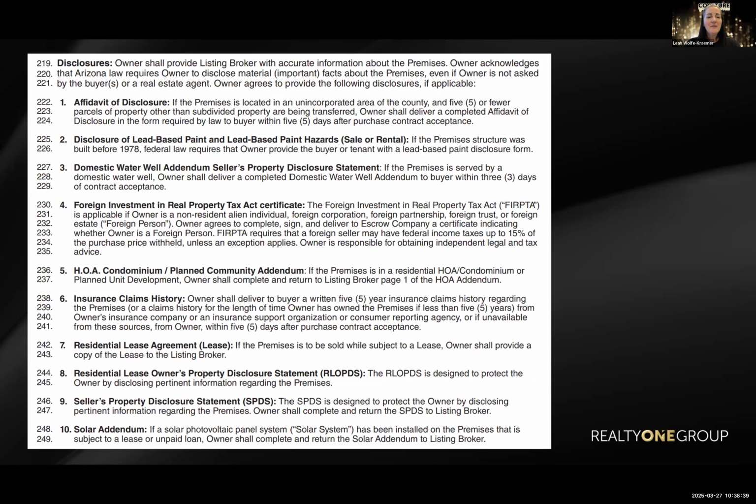Disclosures. Owner shall provide listing broker with accurate information about the premises. Owner acknowledges that Arizona law requires owner to disclose material important facts about the premises even if owner is not asked by the buyers or a real estate agent.